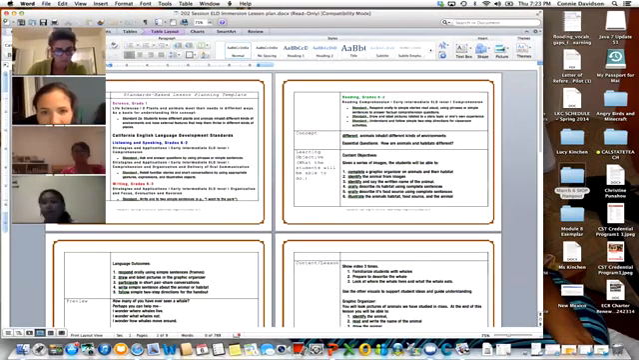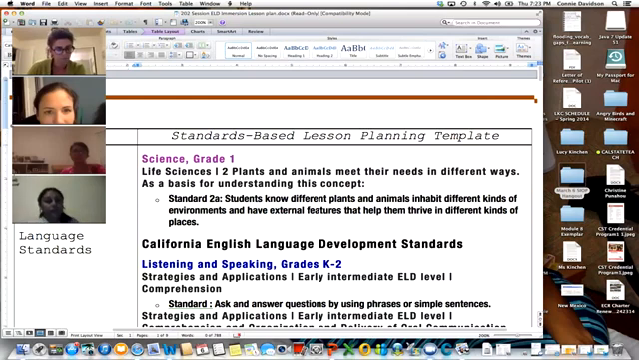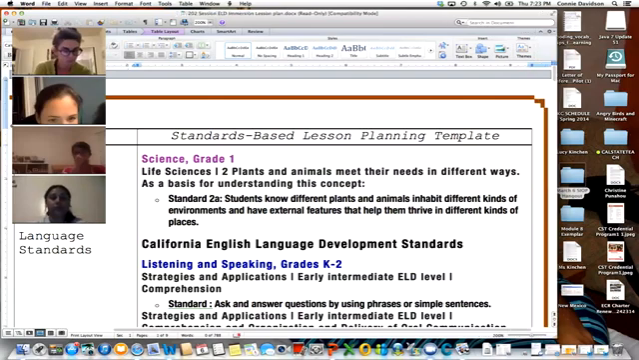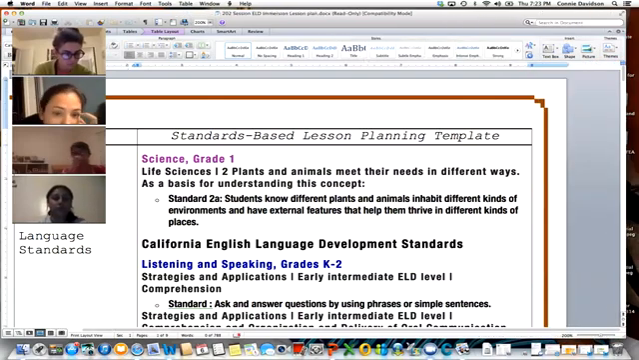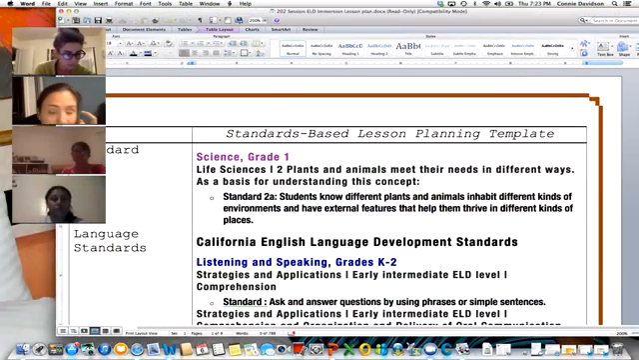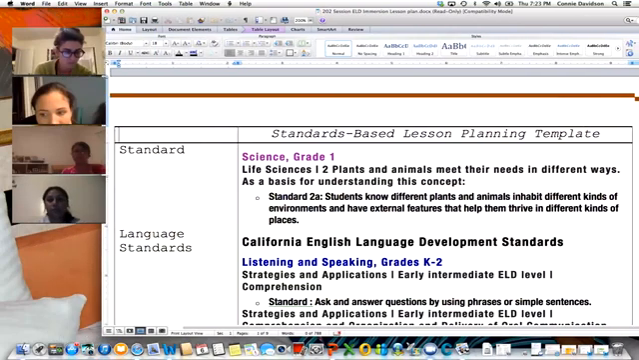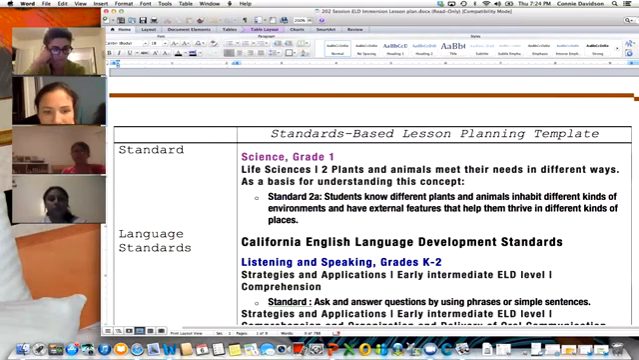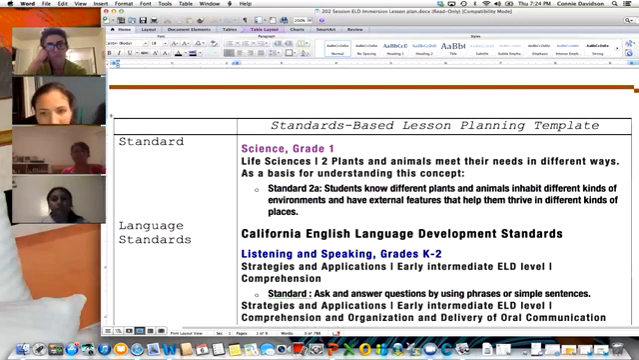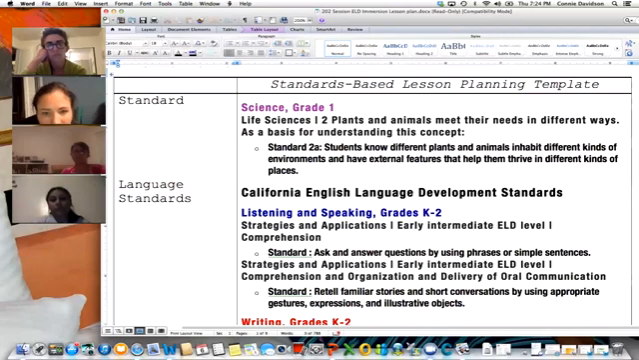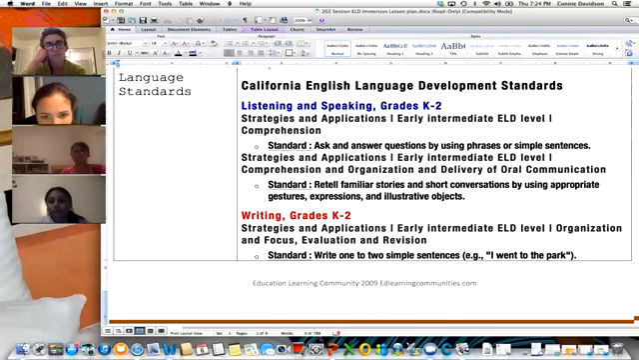I know you'll get this, and this is just a form that I created that kind of guides you through some lesson planning just for language. It kind of matches what we do. It's just a little simpler, but you have your standard, whatever the standard is. Then you have your ELD, whatever the ELD standards are.